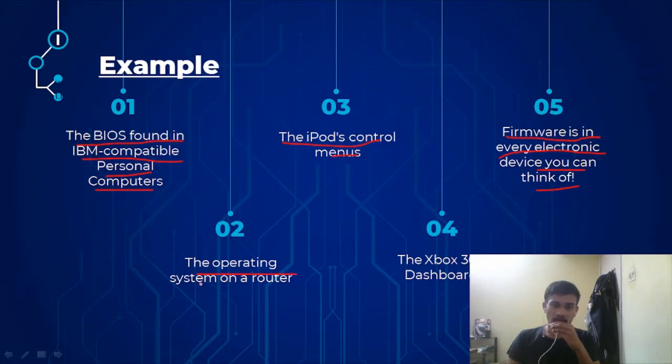Next, the operating system on a router is also called firmware. If you have an old router, like I have at home, the Zyxel and Binatone router we had before, the operating system runs on firmware. And even in the Xbox 360, if you are a hardcore gamer, not like me, firmware is present there also.